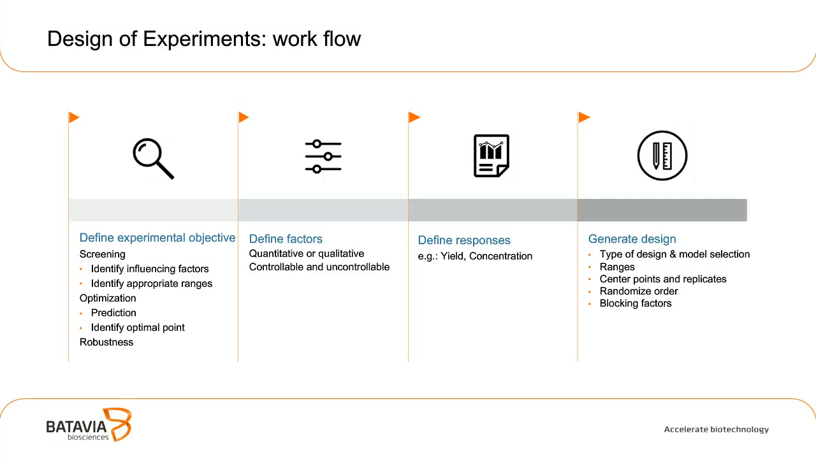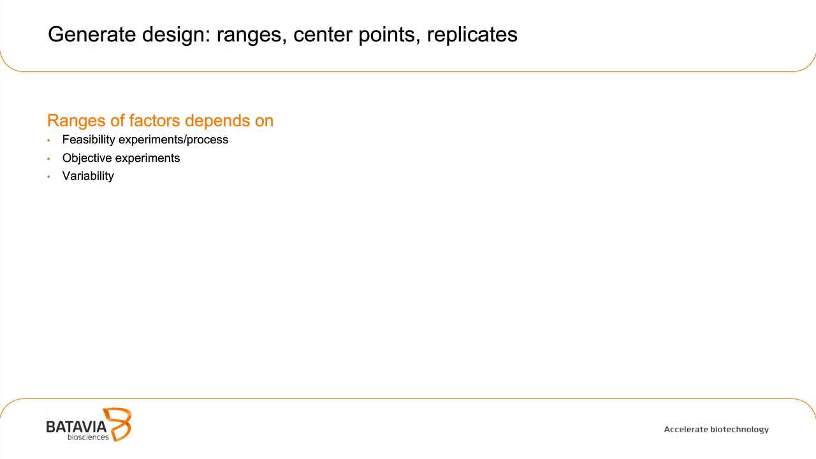So we have now talked about the type of design and the model selection. Now we have to think about the ranges we want to select for the factors we selected for the design. Of course, the ranges depend on what is feasible in your experimental setup, but also don't forget to think about the feasibility in your process. It doesn't make sense to test between 20 degrees Celsius and 500 degrees Celsius if you know that your process will never be able to go to temperatures higher than 50 degrees Celsius. So always think about the process you want to go to.